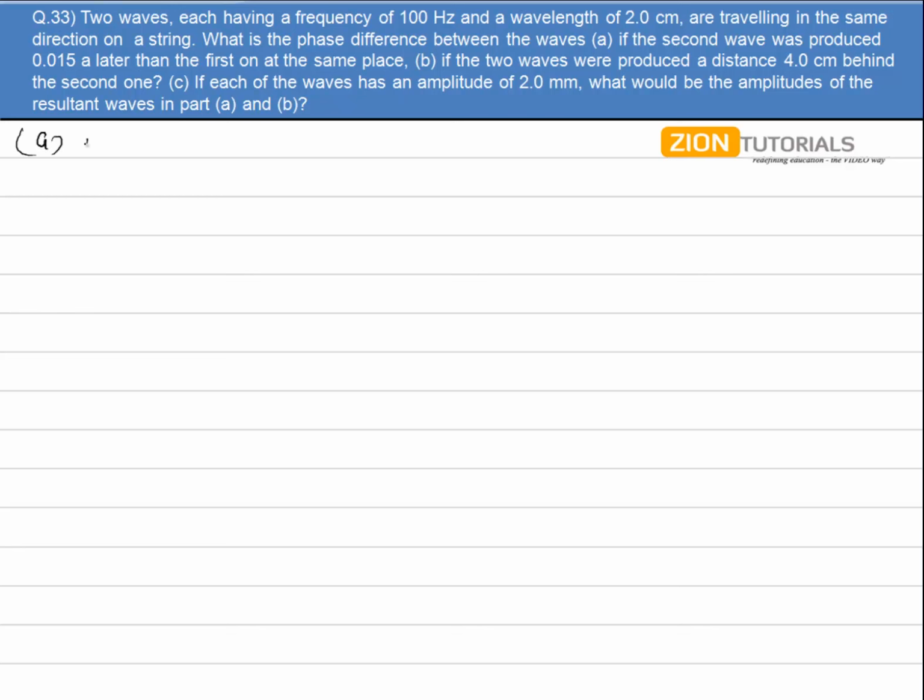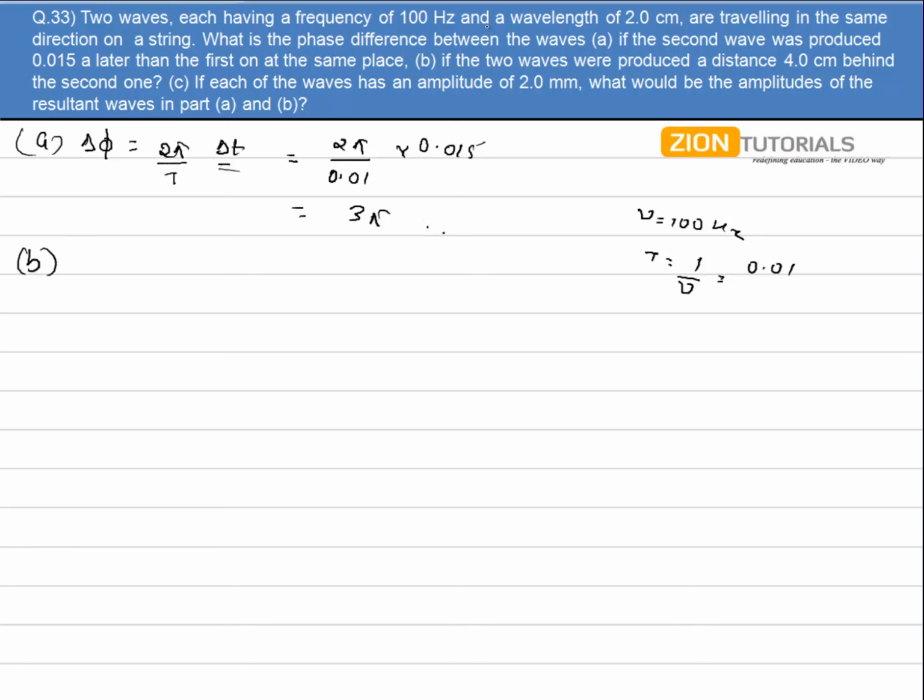We know that the phase difference is given by 2π by time period into time change. Just substitute the values: 2π by time period. I know the frequency is 100 Hz, so the time period will be 1 by ν, that is 0.01. So it is 2π by 0.01 into 0.015. It comes out to be 3π.